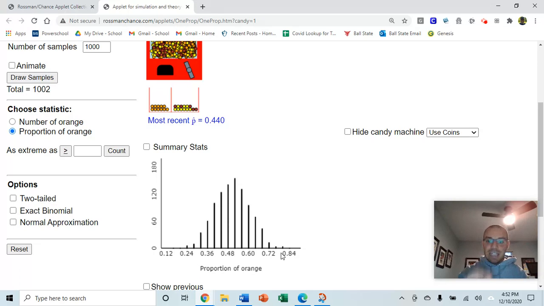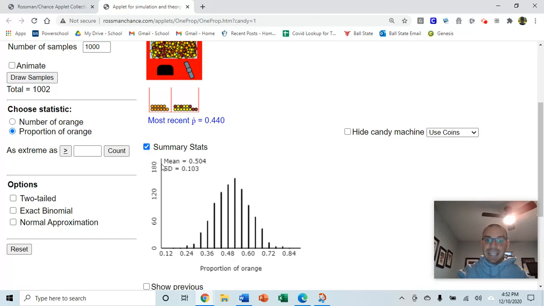We're plotting each of our individual p hat values. So I got p hat values, meaning sample proportions, as low as 24% or maybe even 16% orange and as high as 84% orange. But notice where they're centered. And this is the crucial thing for you to start to think about. Notice that my distribution is centered at about 50%.